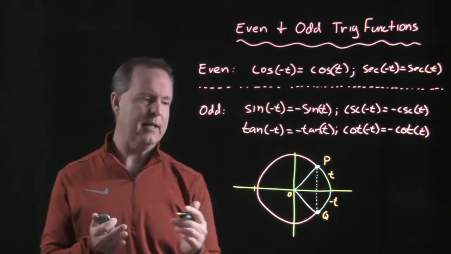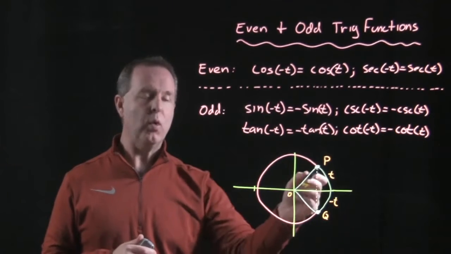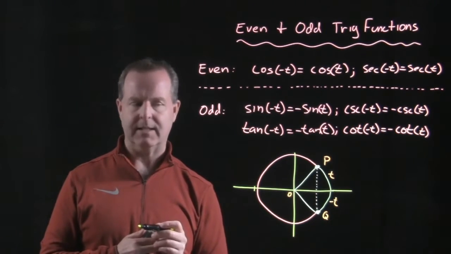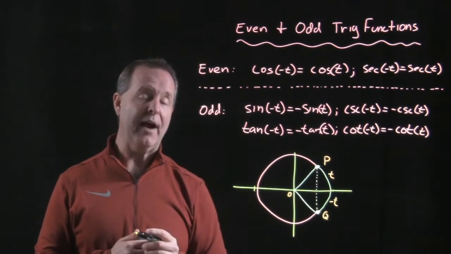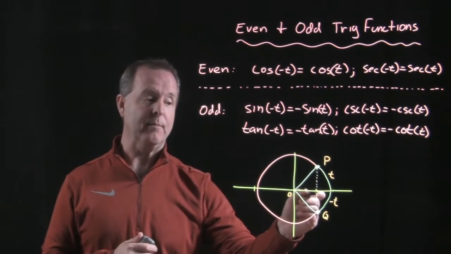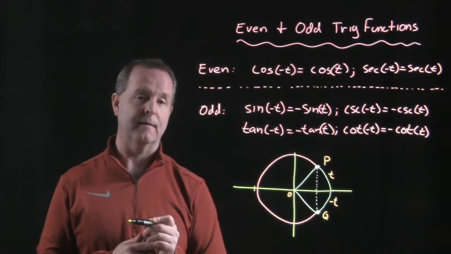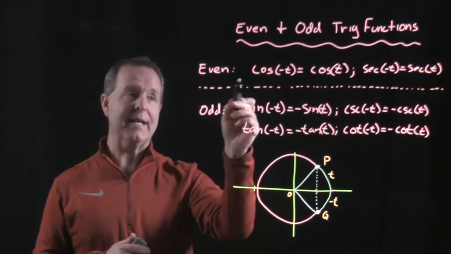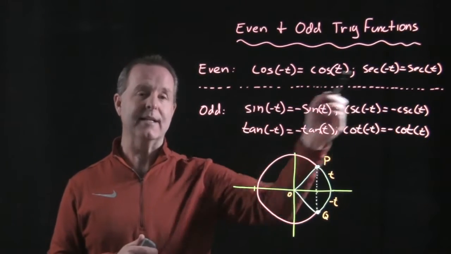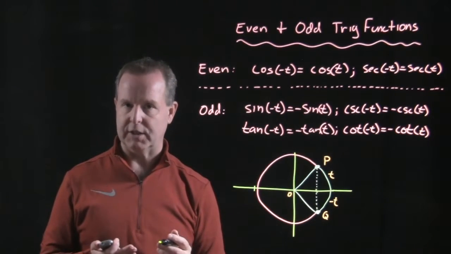Well, when I look at, for example, their values, what can you tell me about their values of X at P and at Q? Well, their values of X are the same. They both line up right there. So because of that, this tells me then that functions like the cosine and the secant are what we call even functions.